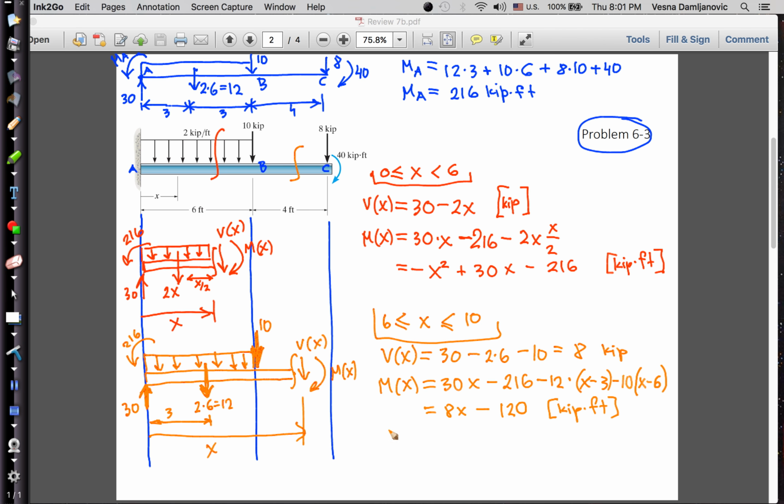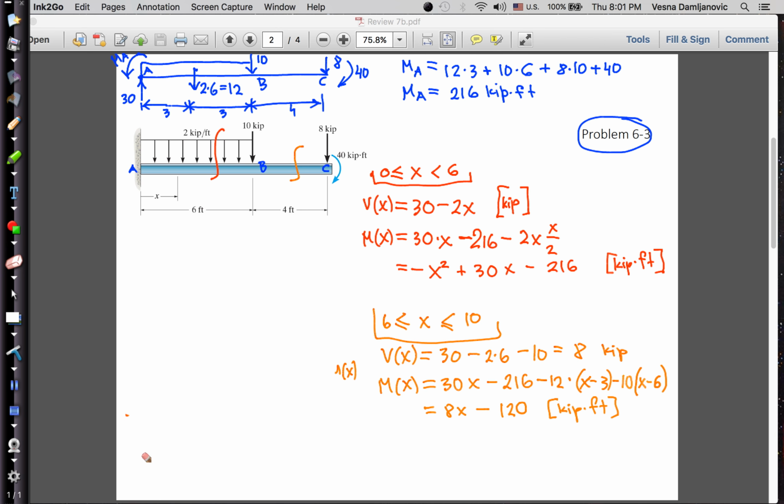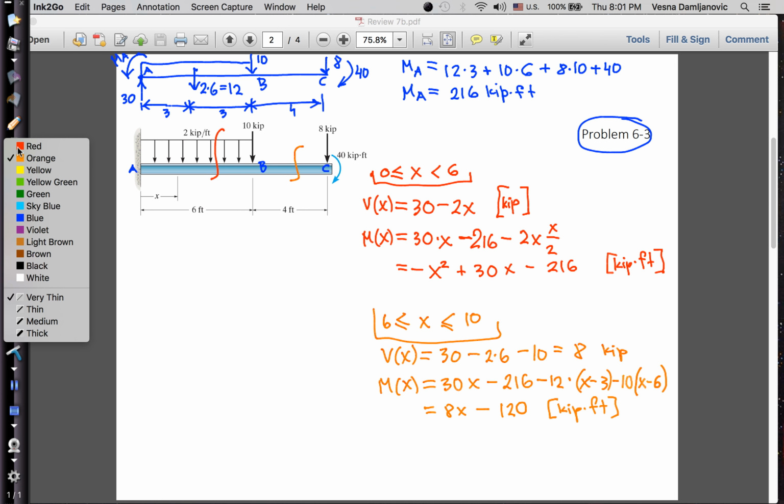And if only I had room here to draw a free body diagram, that would be it. But because you're looking at it, what we're going to do, I'm going to erase this bit on the diagram, so that I can draw the shear force and moment diagrams, okay? Okay, so let's draw it.